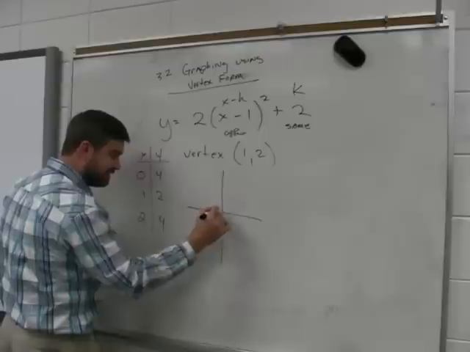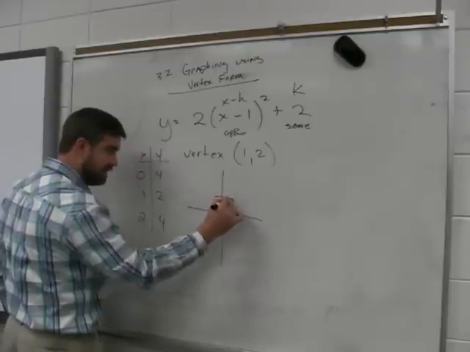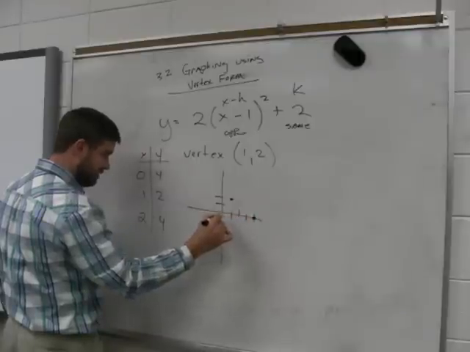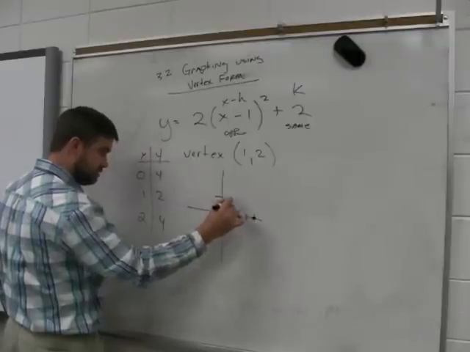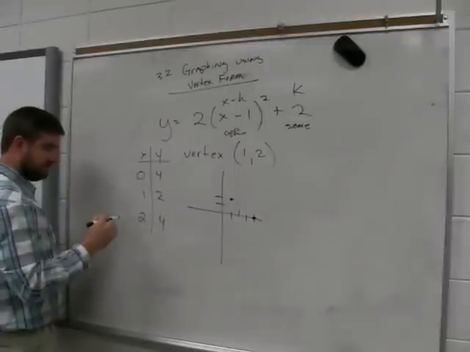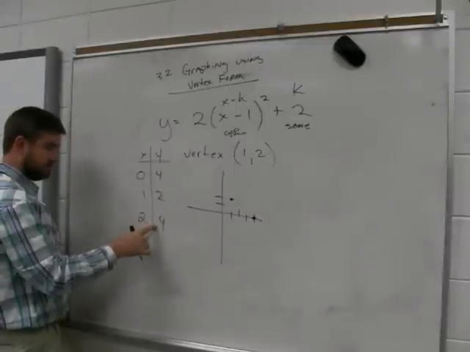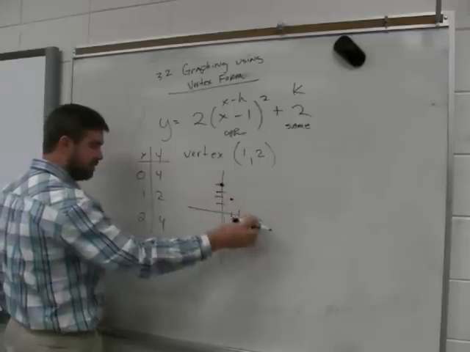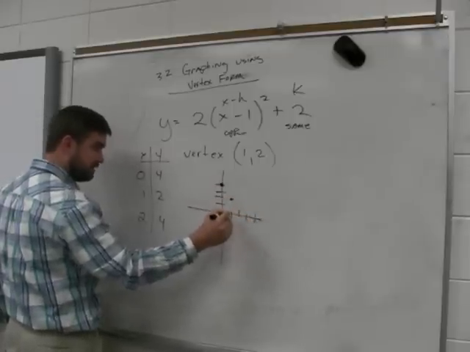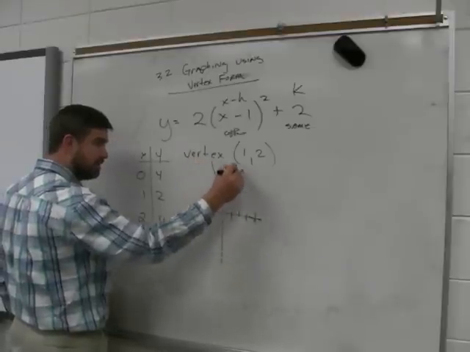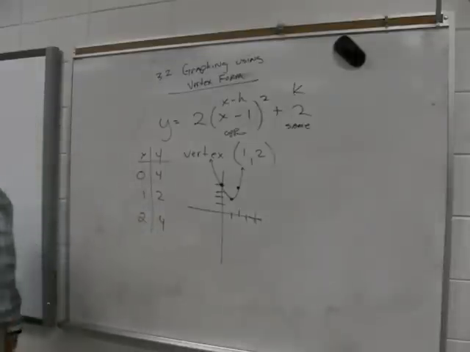So here we go. Positive 1, positive 2 is right here. 0, 4 is right here. And positive 2. What did I do wrong here? Is 4 the right answer? I got 4. Oh, I'm sorry. 2, 4 would be right here. It would help if I would graph right. So here's our parabola, just like that.